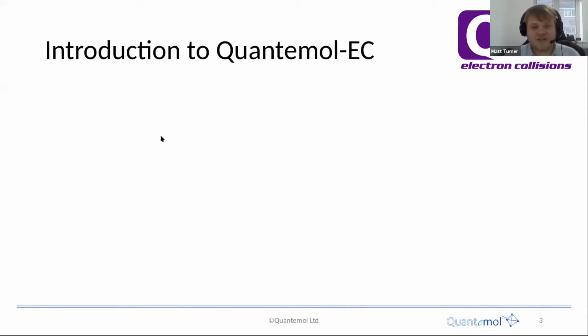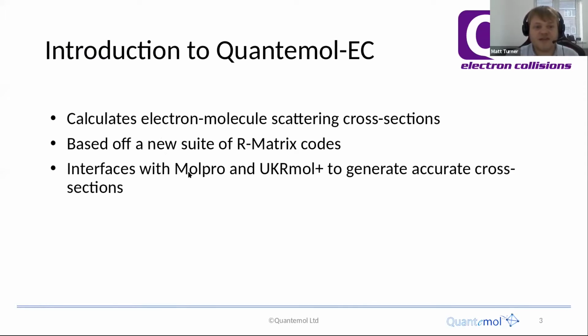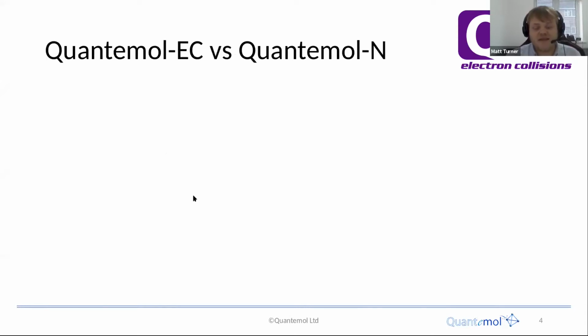So as a quick introduction, Quantemol-EC calculates electron molecule scattering cross-sections. It's based on a new suite of R matrix codes, and it interfaces with the quantum chemistry software MolPro, as well as the UKR Mol Plus codes in order to generate accurate cross-sections. Some of you might be familiar with our predecessor software, Quantemol-N, which also calculated electron scattering cross-sections. So I'm going to quickly take you through some things that Quantemol-EC can do that Quantemol-N cannot.